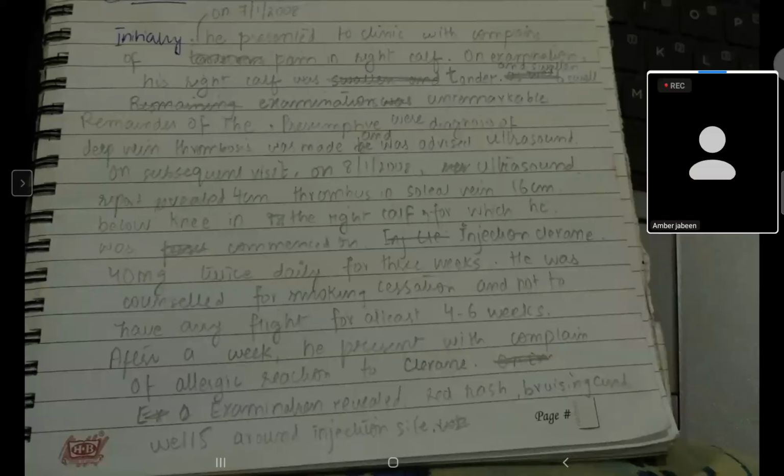Okay, swollen as well. Good. Remainder of the examinations were unremarkable. Presumptive diagnosis of a deep vein thrombosis was made. The remainder of examination was unremarkable, or you could just write the positive, leave out the negative. In the rest of the letter, does the CVS get abnormal? Does the respiratory system get abnormal? No, right? Just write the positive.